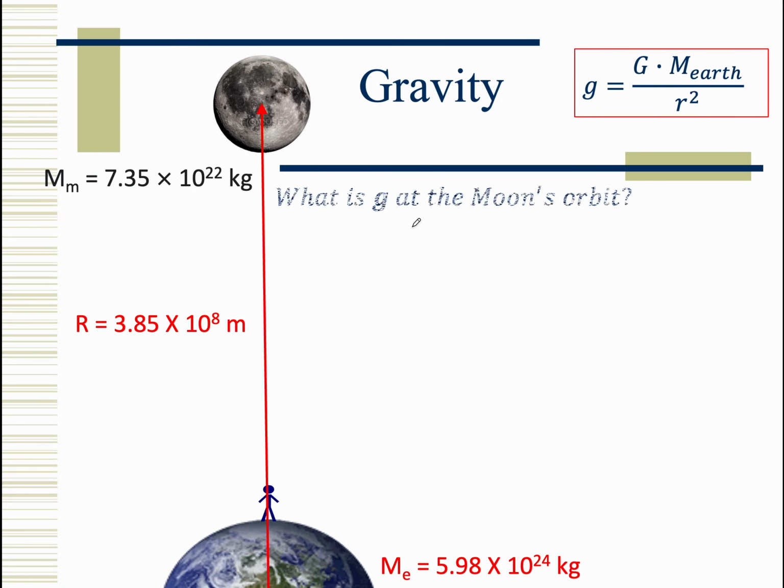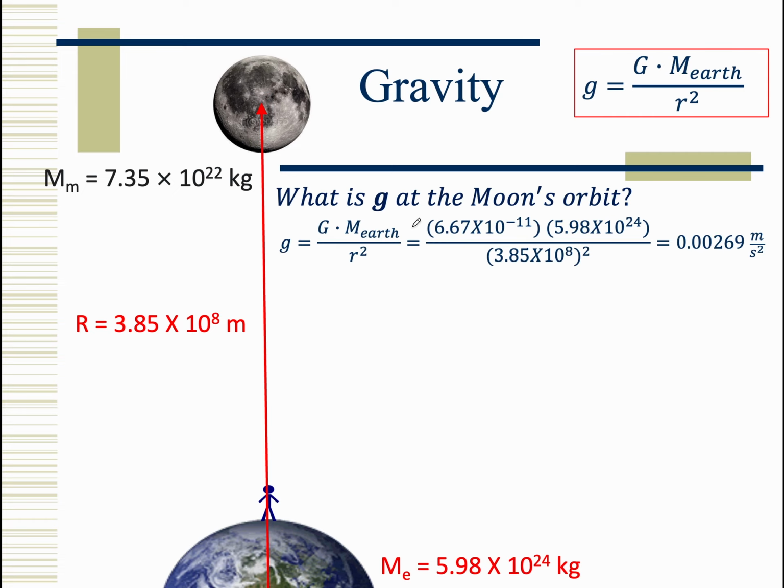Let's say we wanted to figure out g at the moon's orbit. Now this is substantially further away. This is not to scale. There's the mass of the moon, there's the radius of the moon's orbit, and there's the mass of the Earth down below. How do we solve this one? Well, we can just plug and chug our formula, and you'll discover that, wow, the acceleration of the Earth's gravitational field at the distance of the moon is only this much.